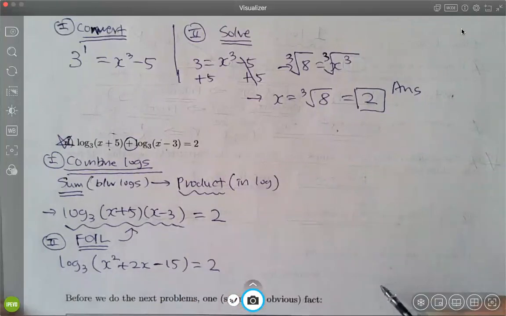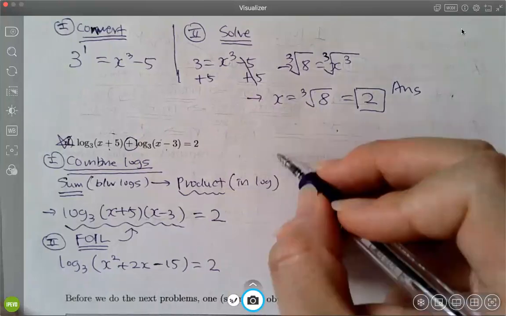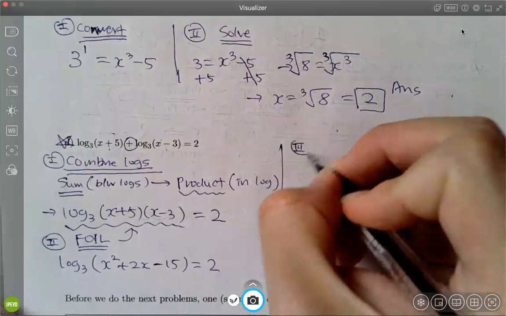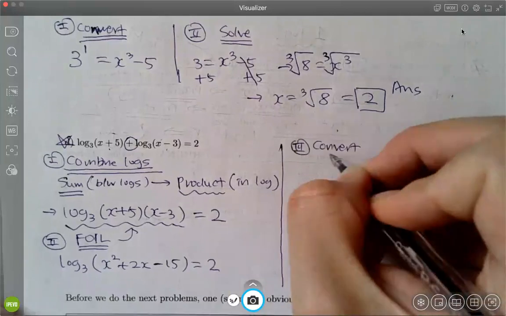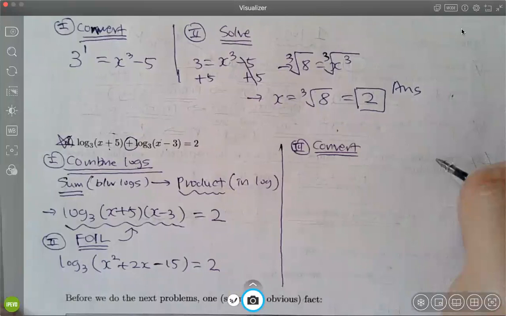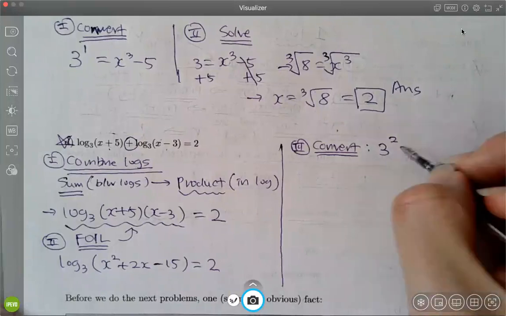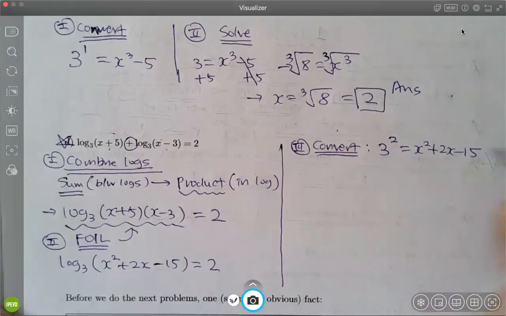And now we have just one logarithm, right? Is it isolated? Yes. And now what do you have to do? Convert into an exponential form. So base goes to the base, which is equal to 3. The result, which is 2, becomes the exponent. And then it is equal to x squared plus 2x minus 15. Many people say x squared plus 2x minus 15 is equal to 2, not 3 squared, and then they get wrong answers. So don't forget to convert like this.